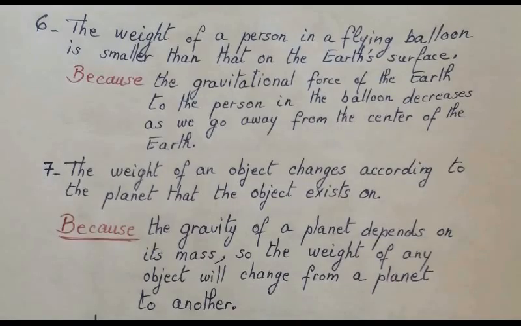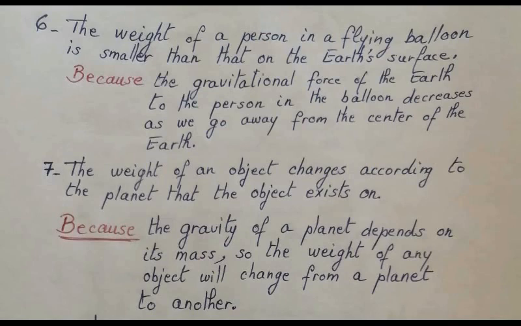Number 6. The weight of a person in a flying balloon is smaller than that on the Earth's surface. Because the gravitational force of the Earth on the person in the balloon decreases as we go away from the center of the Earth.